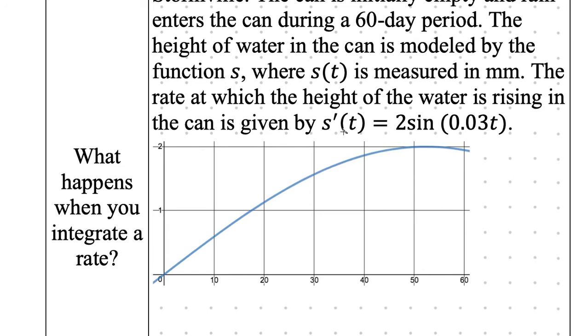This is the exact function s prime of t graphed out for you, and you can see it's over a 60-day period. So it looks like maybe between here and there, it stopped raining and maybe started evaporating. The height started going down, so we can kind of interpret the graph on what's going on. Oh wait, that's not true. This is a rate, isn't it? So it's actually, the rate is still positive. The rate is above the t-axis. It's just the rain has finally started slowing down at this point.